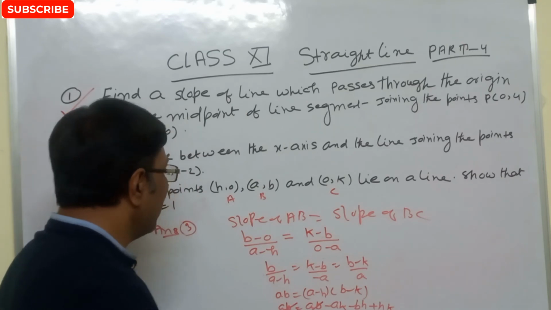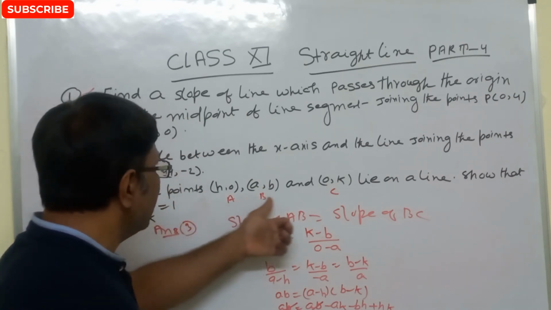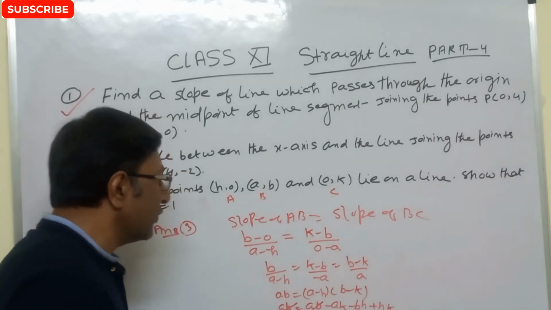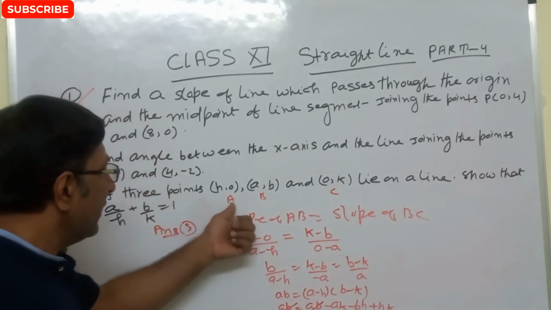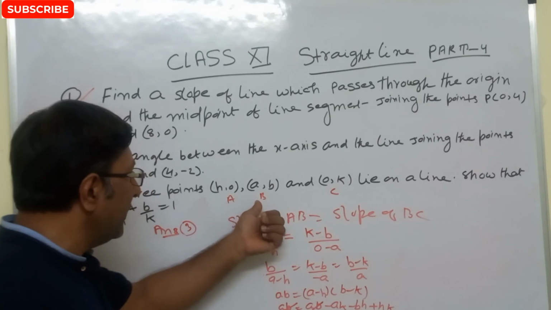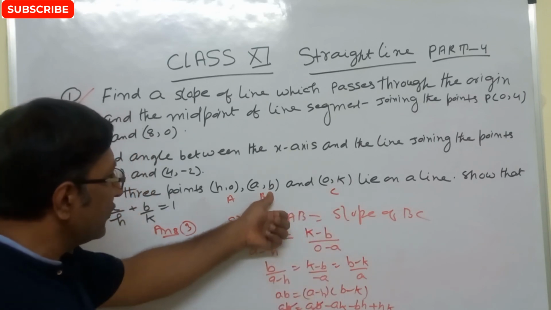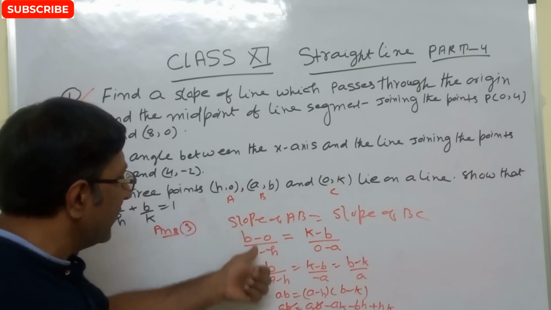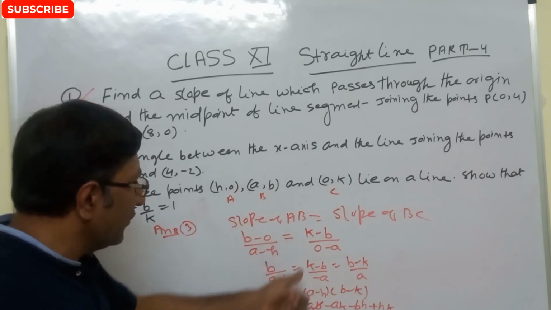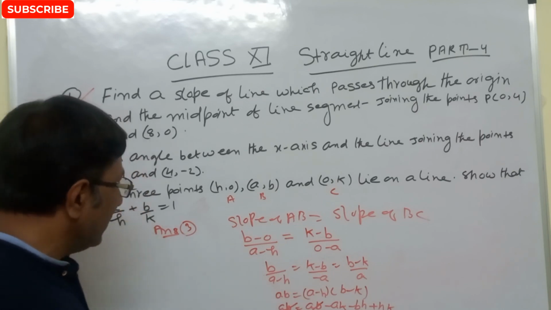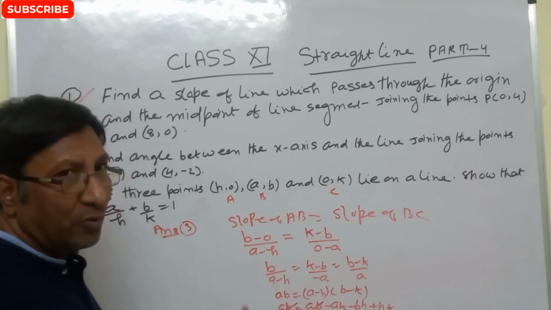So very simple topic, that is 3 points lying on a line, and that is an important question also. For this type of question, for A, B, C, slope of AB equal to slope of BC. You know slope is the difference of y coordinates divided by the difference of x coordinates. Here also. Now you can find the answer very easily. a by h plus b by k equal to 1.